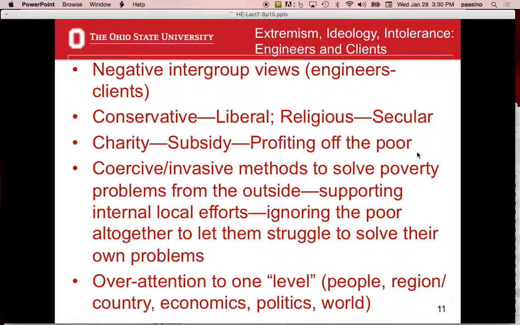Then there are some people who have this attitude of charity: let's just go give things away, or maybe subsidy. Then there are other people who say the best way to help the poor is to make money off the poor. Let's make profits, okay? We're going to talk about that later in class. And then some people have this view of being coercive, using invasive methods to force people to fix their problems, or you support internal efforts, or you ignore them.